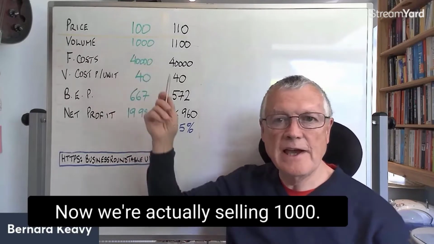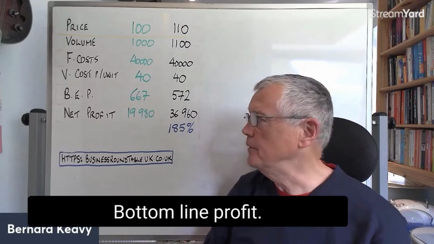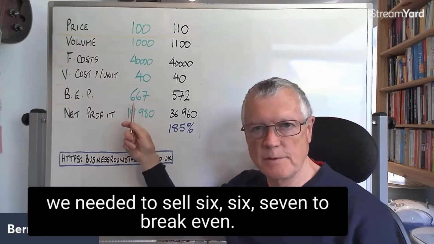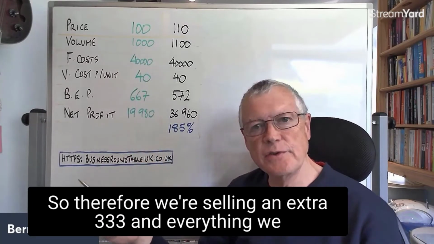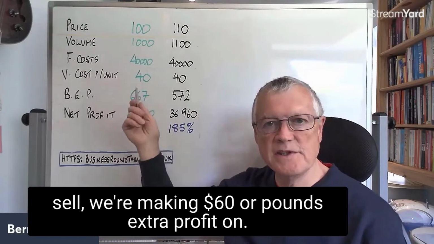Now we're actually selling 1,000. So my next question is, how much net profit would we be making? Bottom line profit. And the way you work that out is you say, right, well, we needed to sell 667 to break even. We're actually selling 1,000. So therefore we're selling an extra 333. And everything we sell, we're making $60 or pounds extra profit on.